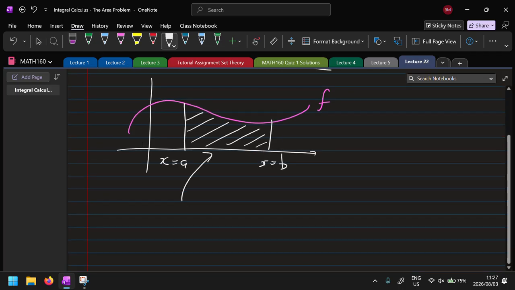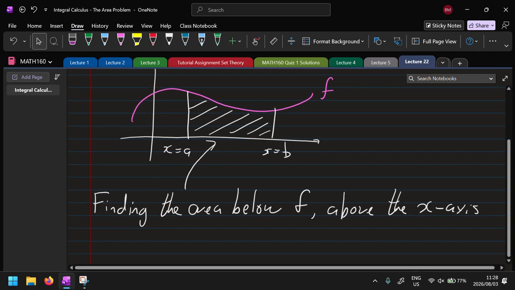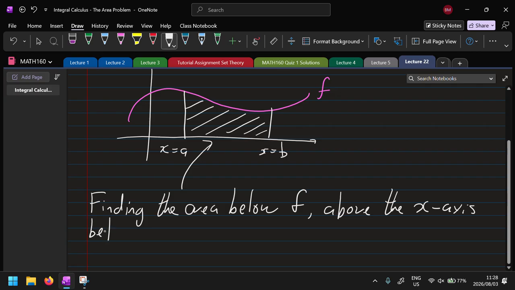So the area problem can be stated as finding the area below the function but above the x-axis between x equals a and x equals b. In this lecture, we're going to look at how we find this area here.